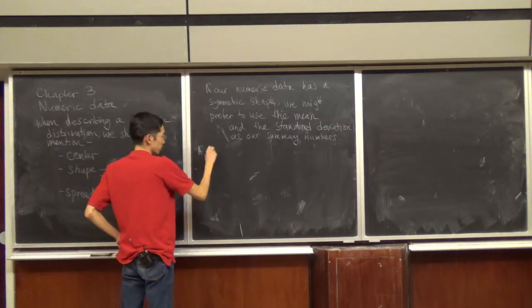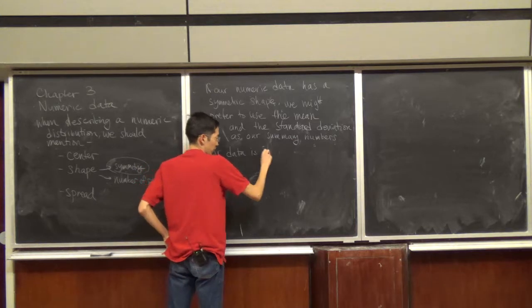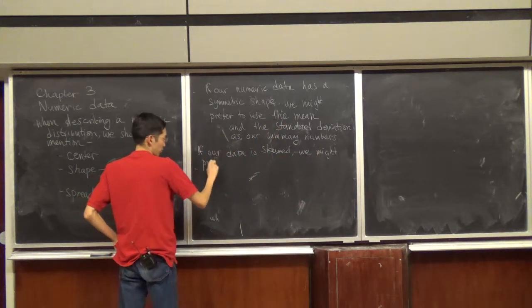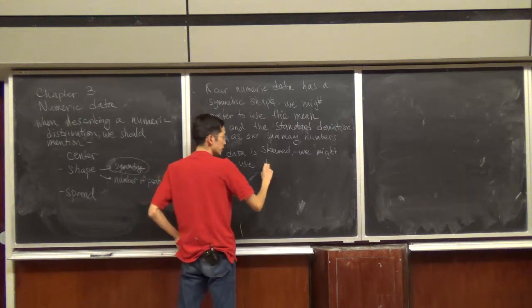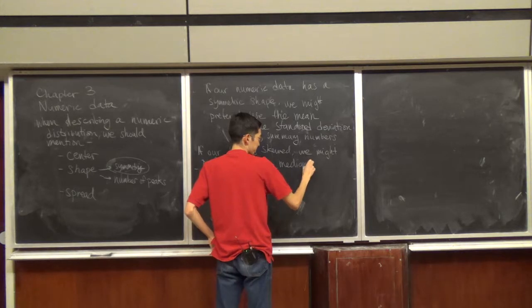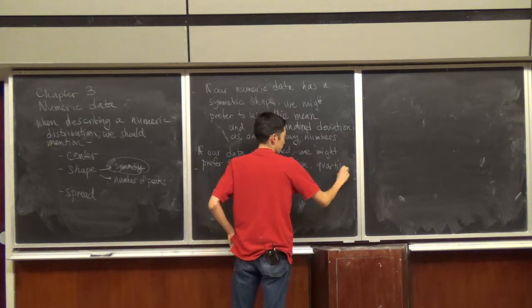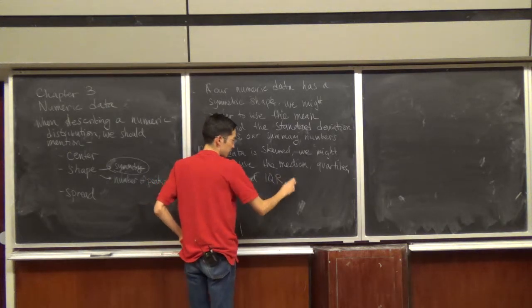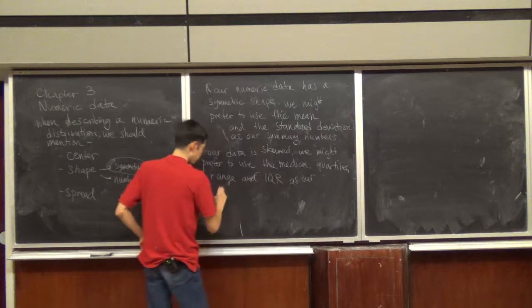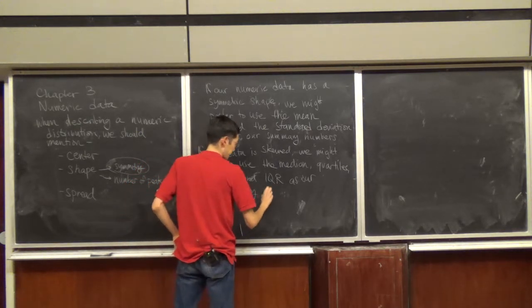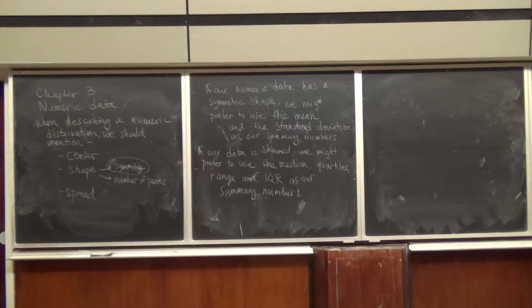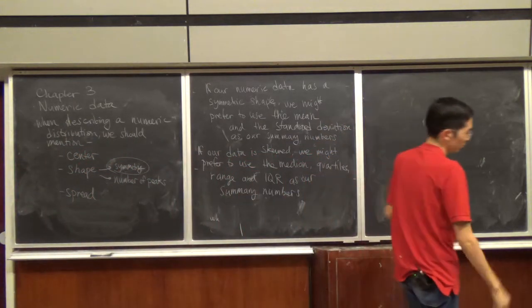If our data is skewed, we might prefer to use median and quartiles. Median, quartiles, range, and IQR as our summary numbers. That said, all of the summary numbers that I teach you today can be applied to any numeric data. These are just maybe what we would prefer.